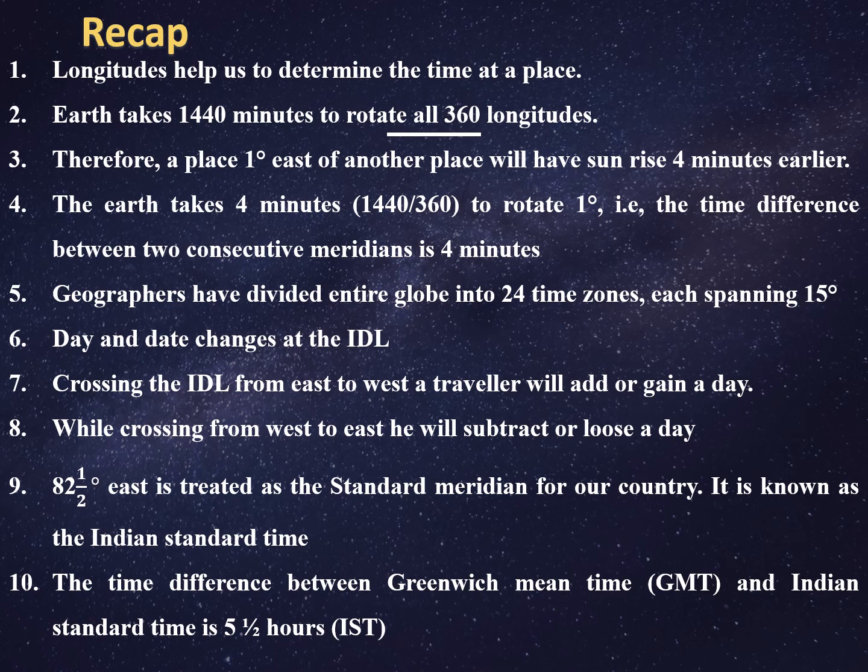And a very important point: 82.5 degree east longitude is taken as the Indian standard meridian. This meridian passes through the center of India. That's why it is taken as the Indian standard meridian. The time difference between the Greenwich Mean Time, that is the prime meridian, and Indian Standard Time is 5.5 hours. In other words, the time difference is 5 hours 30 minutes.